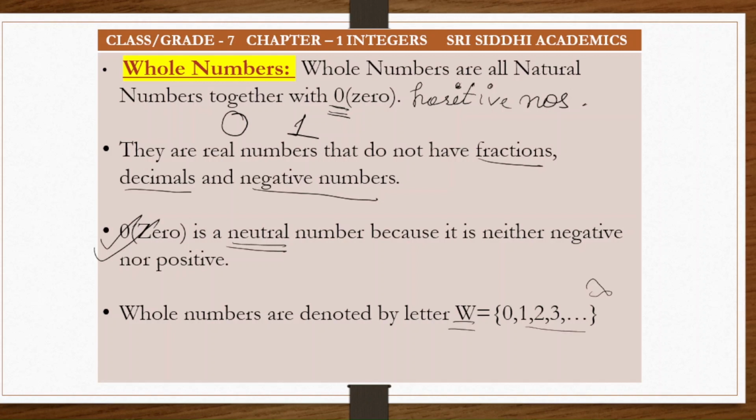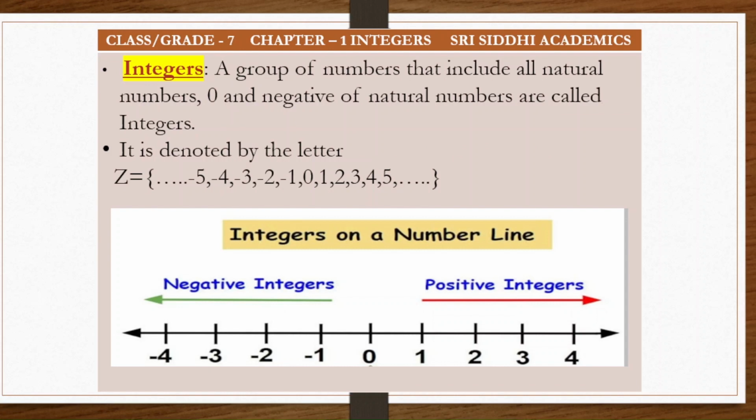All the natural numbers. Now let's move on to understand the main aspect of our chapter 1, that is integers. Now what are integers? A group of numbers that include all natural numbers, zero and negative of natural numbers are called integers. Natural numbers, we know. Natural numbers are which numbers? 1, 2, 3, 4, and so on.